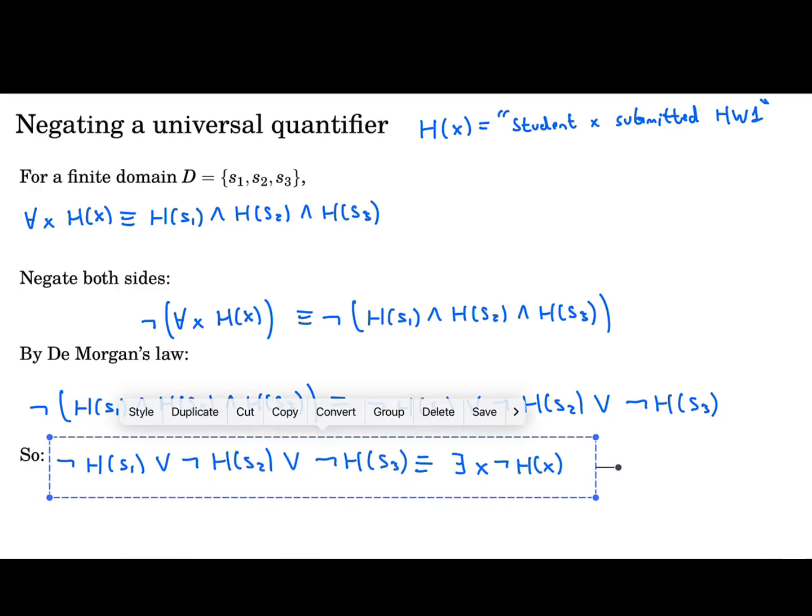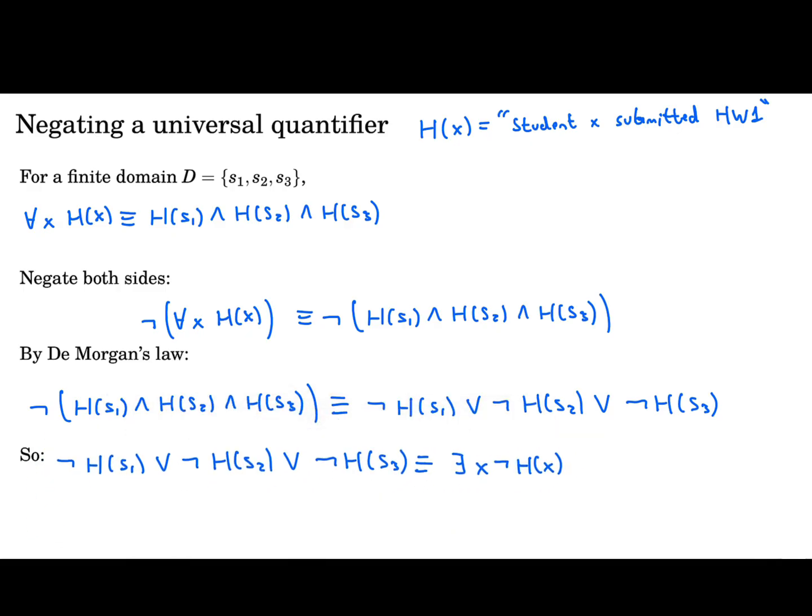So let me write it here to just conclude in a different color. If you negate for every x h of x, this will be equivalent to there exists an x such that not h of x. So in other words, one way to remember this in terms of maybe thinking of it like an algebra rule, is that the negation enters and it swaps a for all to an exists.